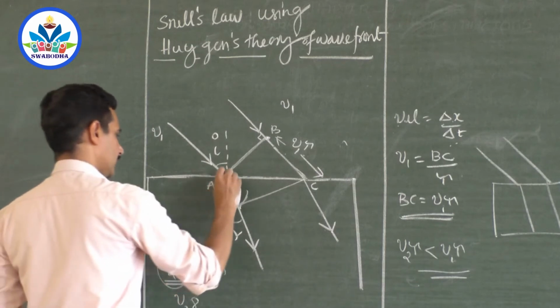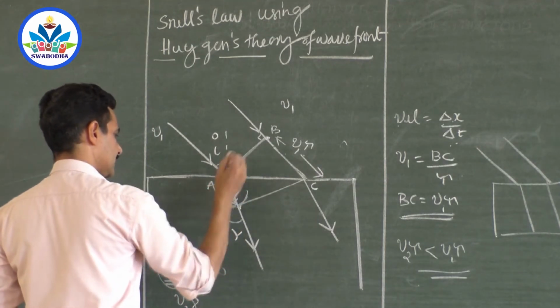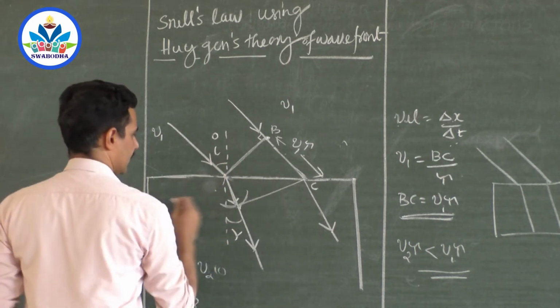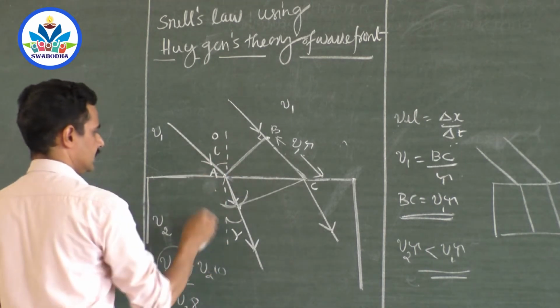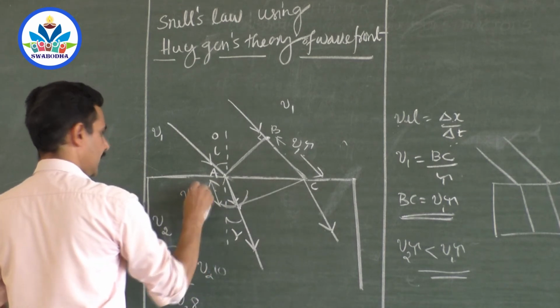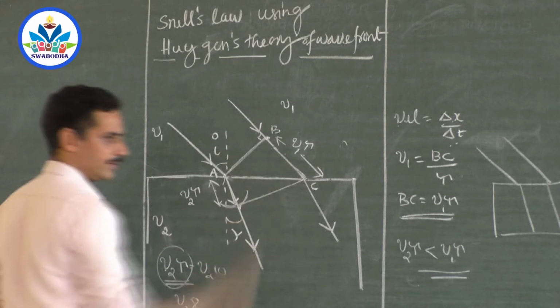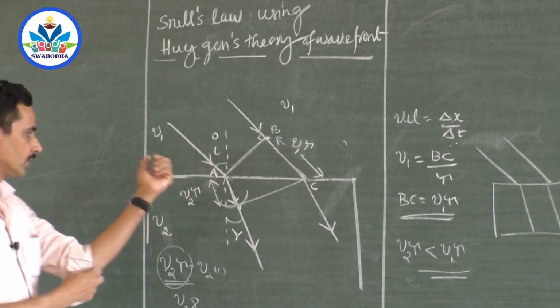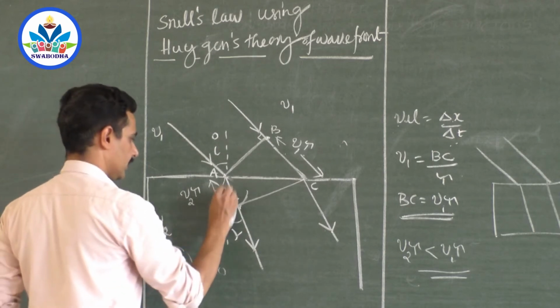And what is this one? This distance is the distance traveled. I'll name this as A here. This is V2 tau. In the same 10 seconds of this traveling, how much has this traveled? Lesser than this one. So the light ray bends towards the normal.